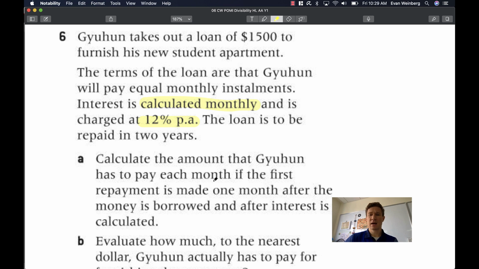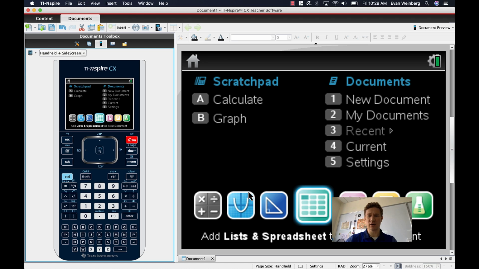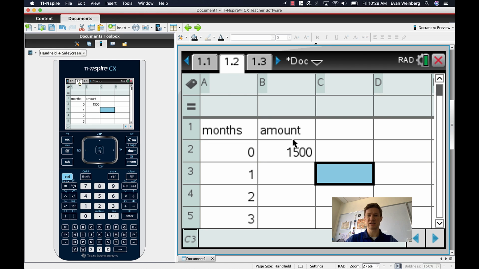month. And so what I've done is I've actually put together a way to look at this using TI-nSpire. If you are in the home menu here, you can select the spreadsheet, and it will take you to this view. So we'll go to the spreadsheet, and I'm going to go to this tab that I've already set up. And so I put months, and I put amount, and I put 1,500 in this cell because at 0 months, so at the very beginning of this problem, our friend owes 1,500.